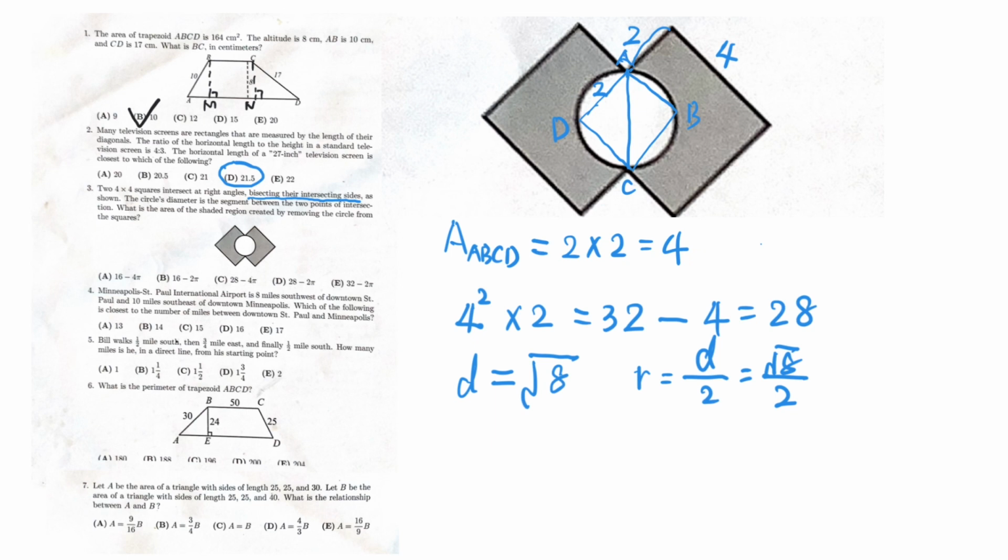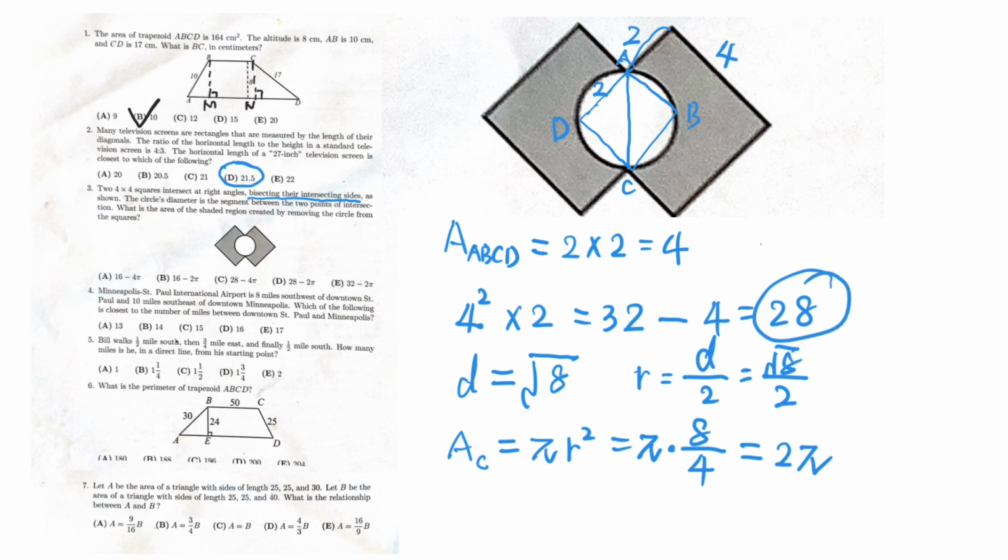So the area of the circle equals pi r square. So area of the circle equals pi r square equals pi times root 8 over 2 squared, that's 8 over 4. So cancel the 4 of the numerator and the denominator, equals 2 pi. Shaded area equals total area, that's the 28, minus white part, circle area, so that's 28 minus 2 pi. So the answer is D.